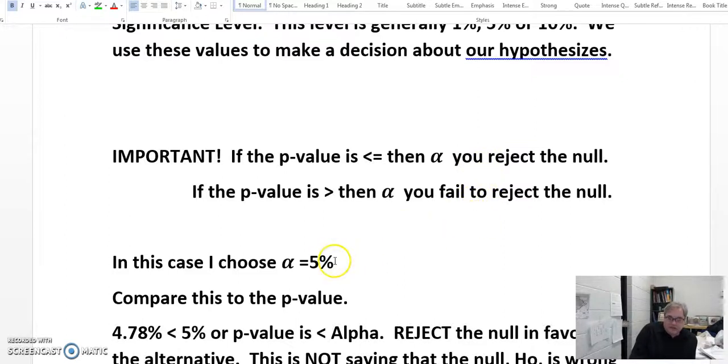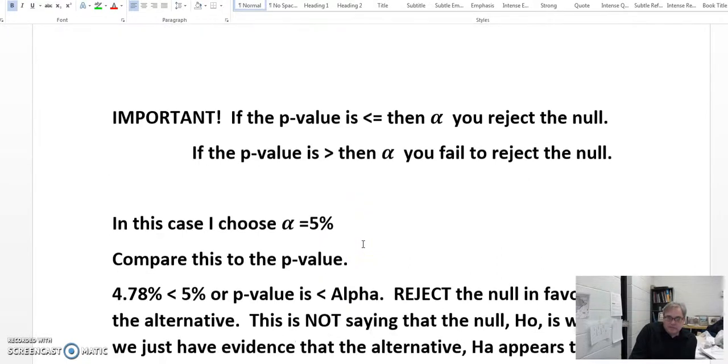That's the alpha. If your p-value is less than or equal to that alpha, you're going to reject the null. So if the p-value is small, smaller than, in this case, 5%, we're going to reject that null. If it's greater than that 5%, you're going to fail to reject. So these are like cutoffs. You're going to pick that cutoff and decide, if I'm less than that, I reject because I have evidence. If it's greater than that, I fail to reject.